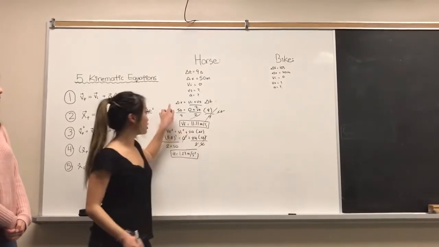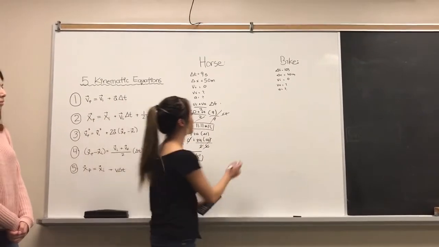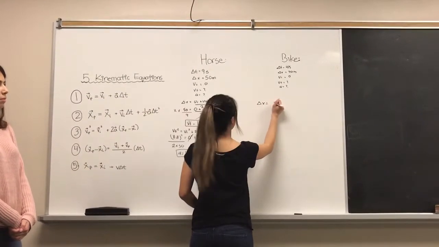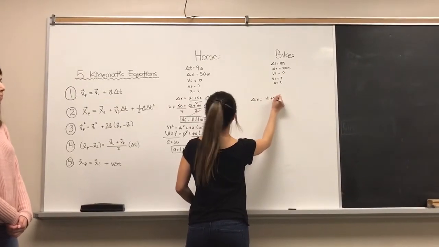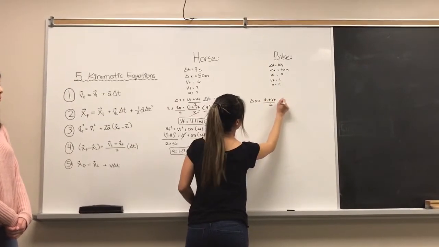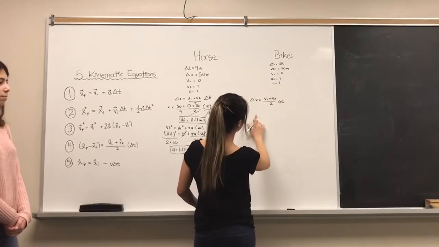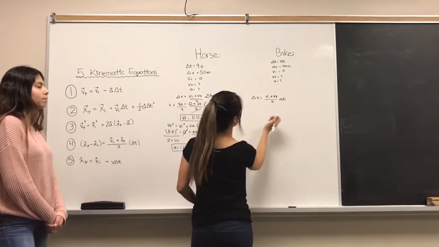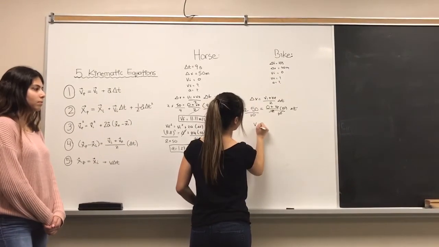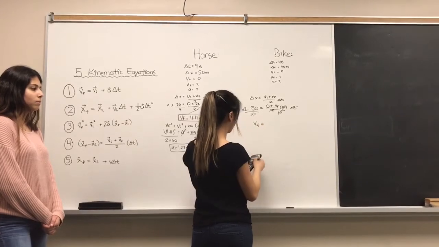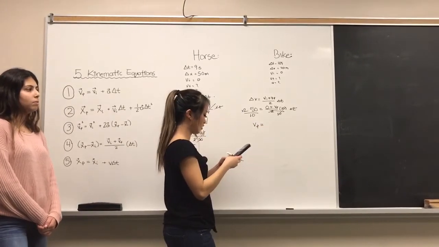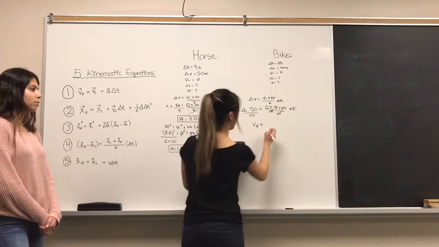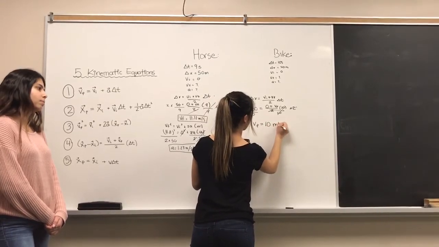We're going to use the same equation as Nour used before. So it's going to be delta x equals v initial plus v final over 2 times time. I'm just going to plug everything in. The only difference is going to be the time is 10 seconds instead of 9. And your final velocity should be 10 meters per second.